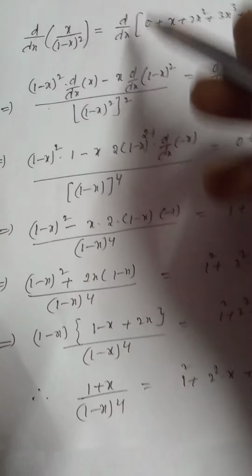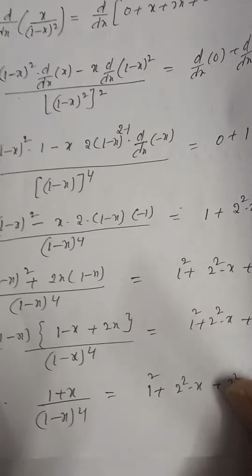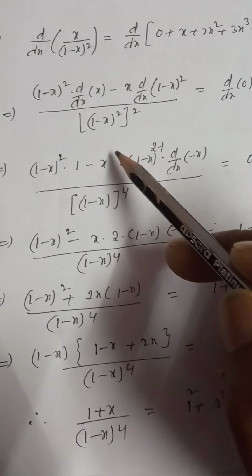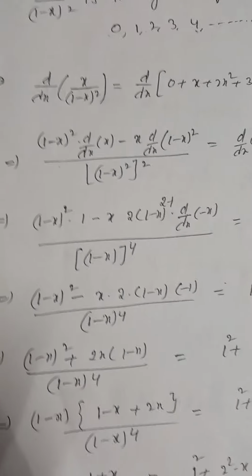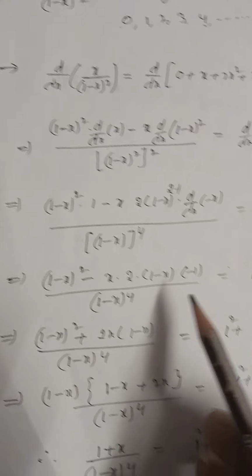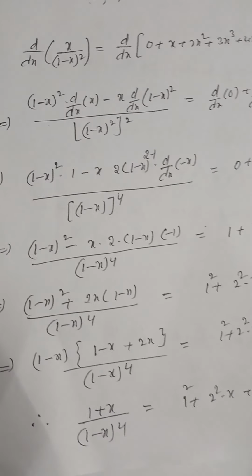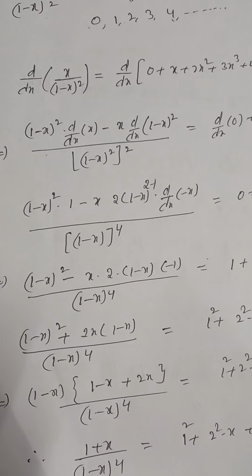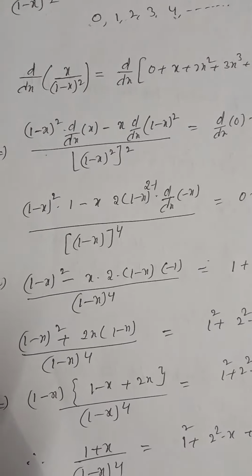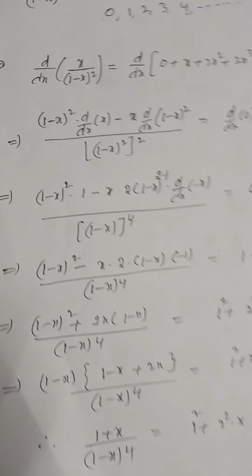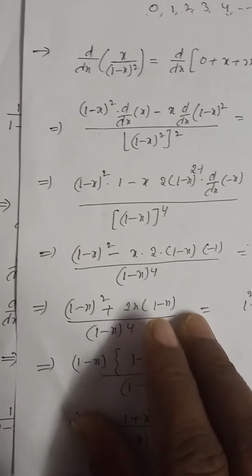Similarly, please go through this derivation also. Once again you are differentiating this one. Here we are applying the u by v formula. I will explain this one later. Differentiation of u by v is equal to (v into u dash minus u into v dash) by v square. By applying that formula you will get another result, another formula.